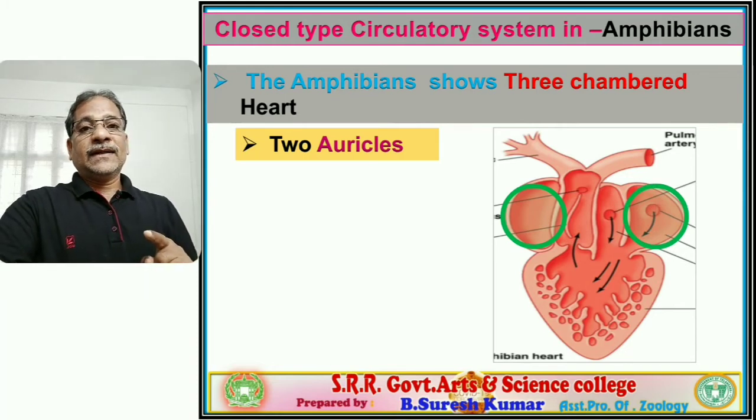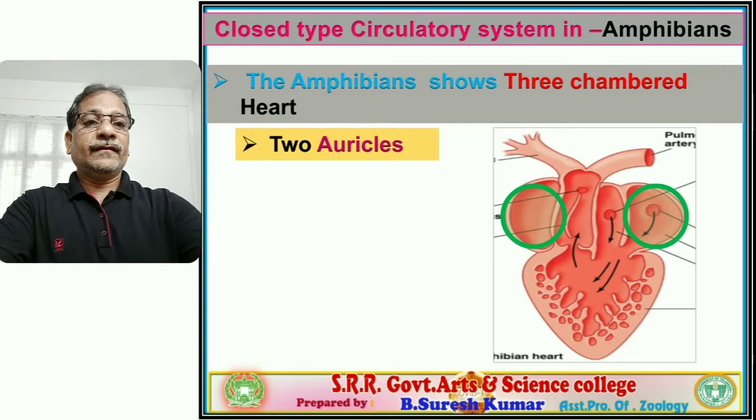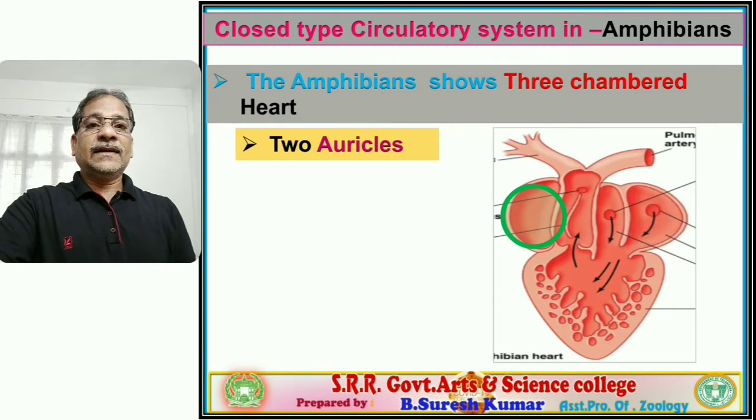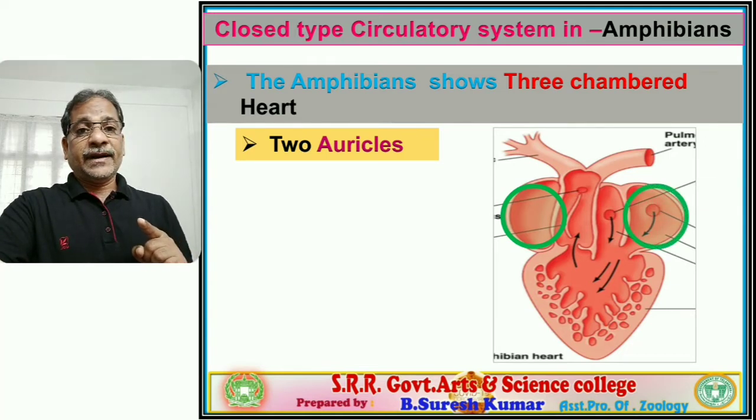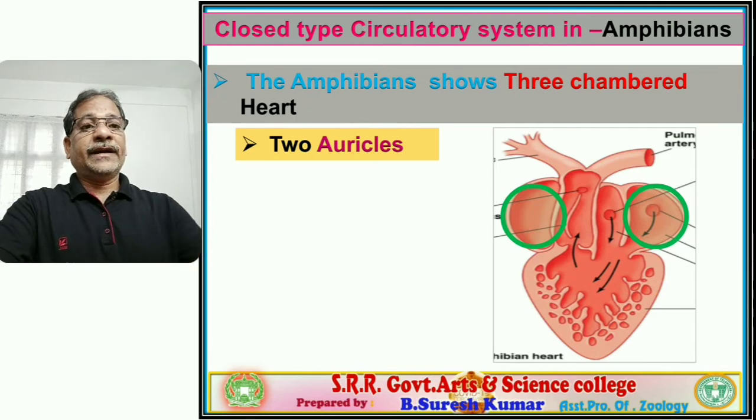So one is right atria. So this is right atria, and next this is left atria. Followed, two auricles are present. One is right atria and another one is left atria.